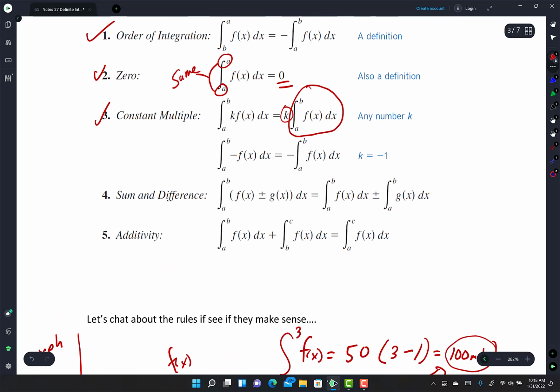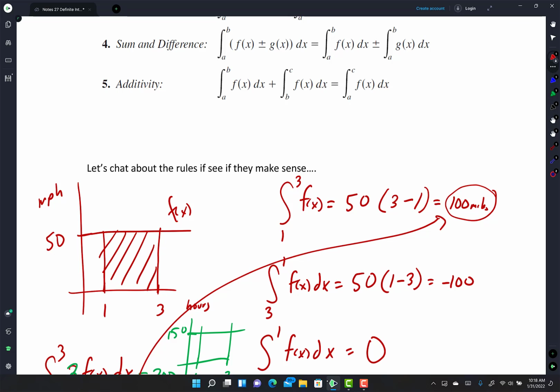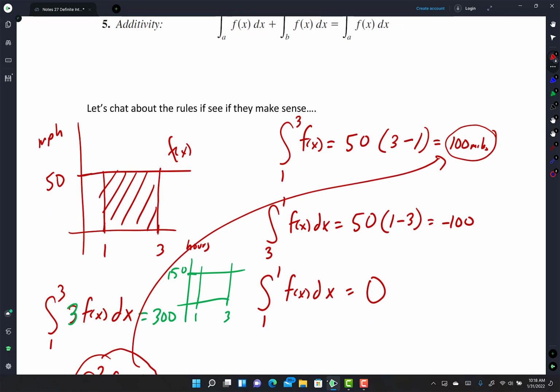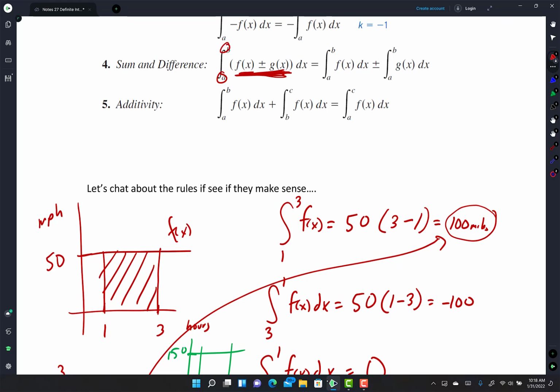Let's see, what else we got? So we did that one. Sum and difference. Oh, sorry guys. This one is really not that bad. If you have two functions, as long as the limits are the same, you can break them up. That's all it means. It's the same as limit properties. But the limits must be the same. So the sum and difference, don't worry, we'll get to it. We'll do a visual.